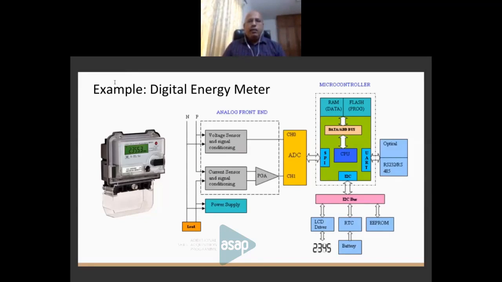So in my view, a digital energy meter, which all of you are very familiar with, is a very good example of a typical embedded system, which will make you think about all the things that you have learned in your curriculum so far.